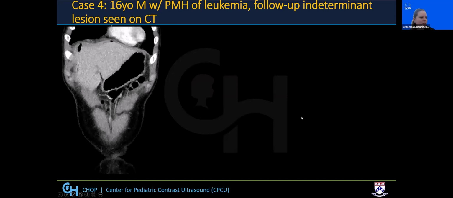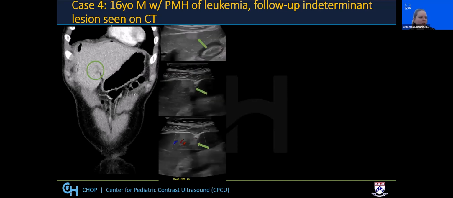So case 4, a 16-year-old male with past medical history of leukemia, follow-up of an indeterminate lesion seen on CT. A CT abdomen pelvis was performed on this patient for concern for infection. And we see this heterogeneous lesion in the liver. And it's kind of right by the falciform ligament, and it's hypodense, but it also looks like there might be a central hyperdense area. So, this definitely needs further workup in a patient with leukemia.